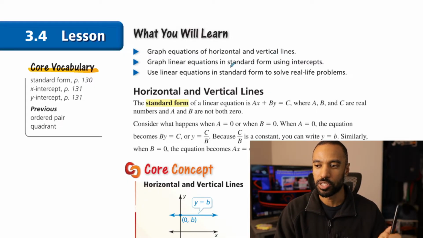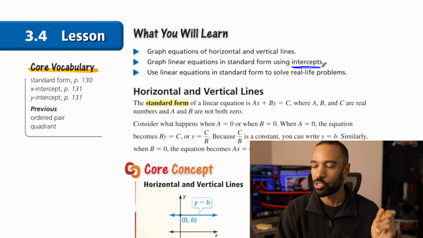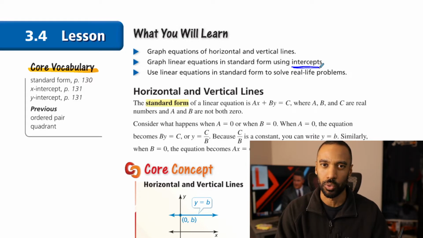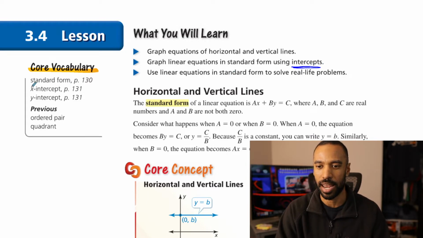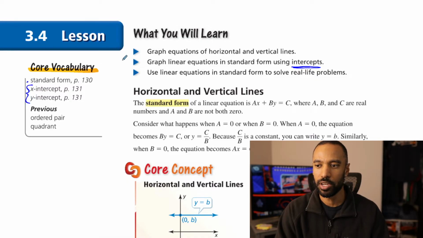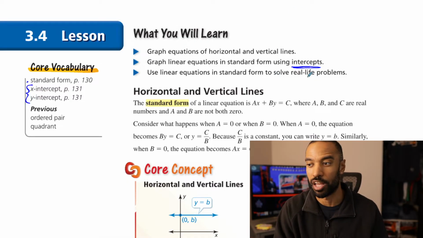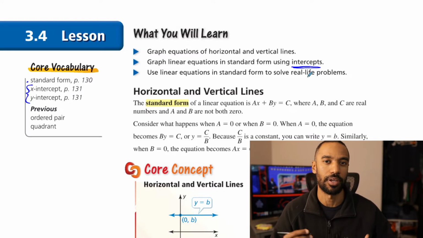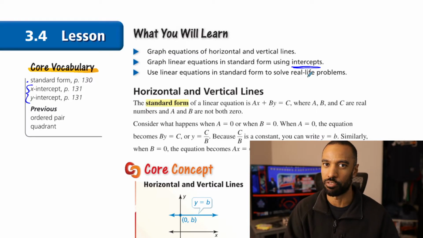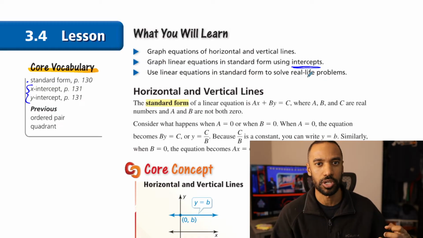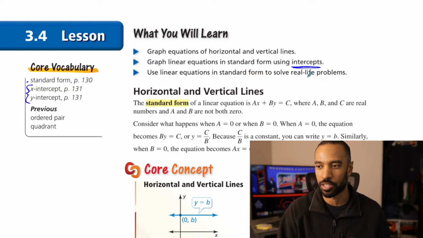Now we're going to graph equations in standard form using intercepts, and this is the key. Intercepts means we're only going to really plot 2 points at most, which means you really do need a ruler for what we're going to have. Keep that in mind. And x and y intercepts are 2 of the vocab words alongside standard form. And we're going to use linear equations in standard form to solve real-life problems, which means when we write our equation, it'll probably be out of standard form. The nature of the equation will be standard form-esque to make it so.